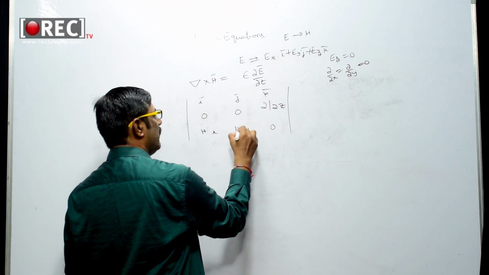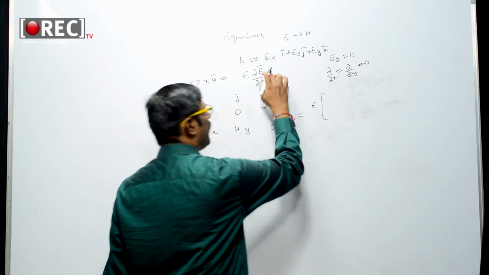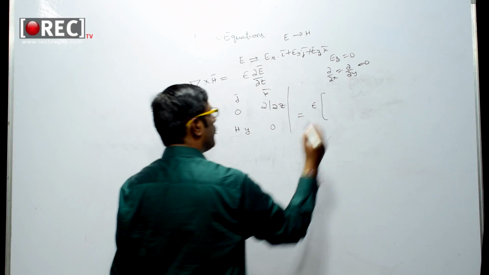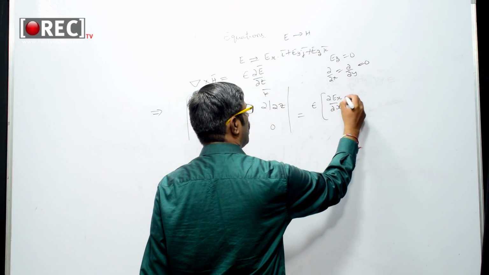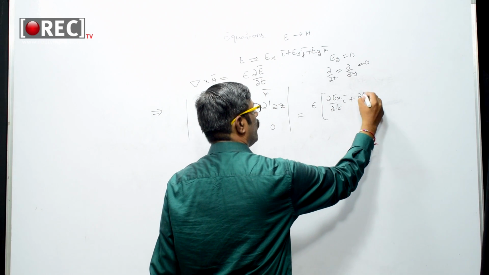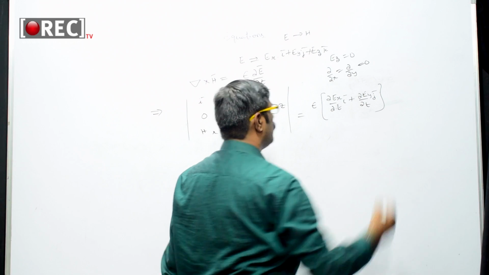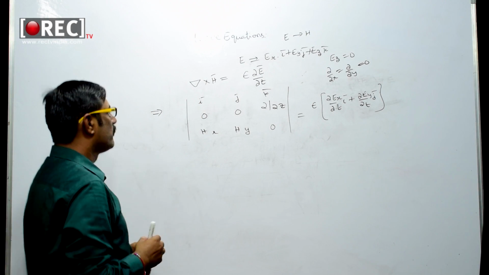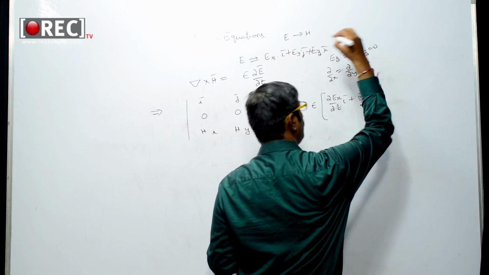That should be equal to epsilon into dou E by dou t, where E bar is Ex I bar plus Ey J bar plus Ez K bar. So I can write it as epsilon into dou Ex by dou t into I bar plus dou Ey by dou t into J bar, and of course the K component is 0 because we are taking Ez to be equal to 0.